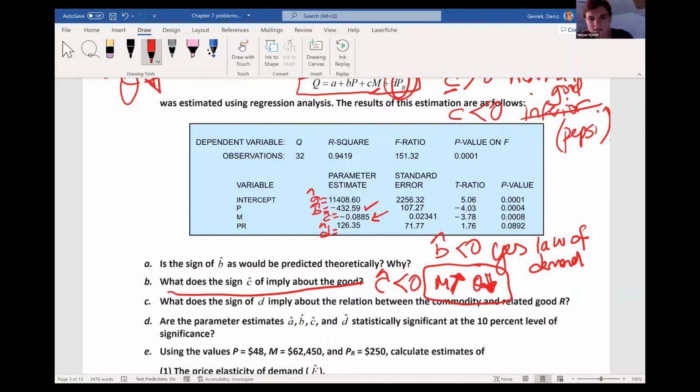Yeah. On question A, whenever it's saying the sign of B hat as would be predicted theoretically, is it saying, does it match the theoretical? Yes, that's what it means. So theory says, yes, price of the good goes up, gasoline price goes up, quantity of gasoline consumed goes down, which is happening right now. I just saw a news article saying that demand for gasoline has not been up as much for summer travels. And, you know, I also cut down on travel.